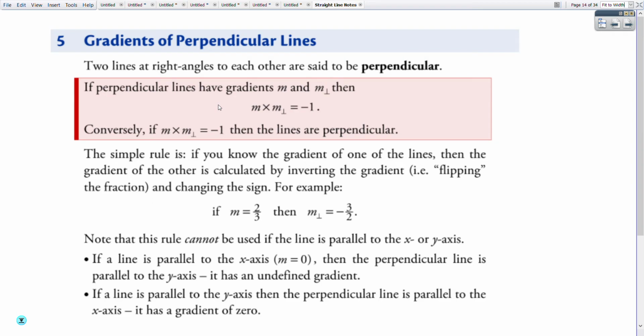Hello and welcome to chapter 5 of this straight line course. Today we're going to be looking at gradients of perpendicular lines. And before we look at this, we need to know what we mean by the word perpendicular.